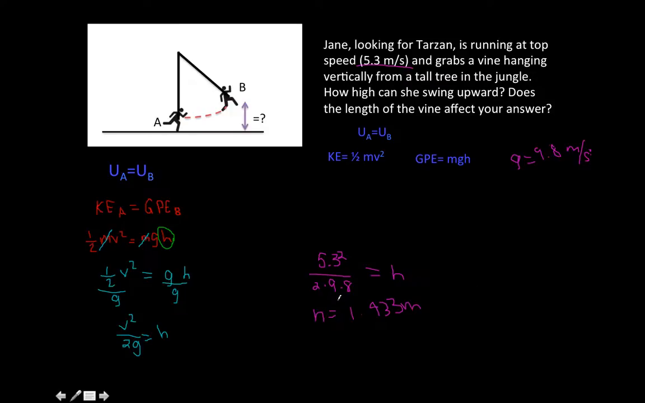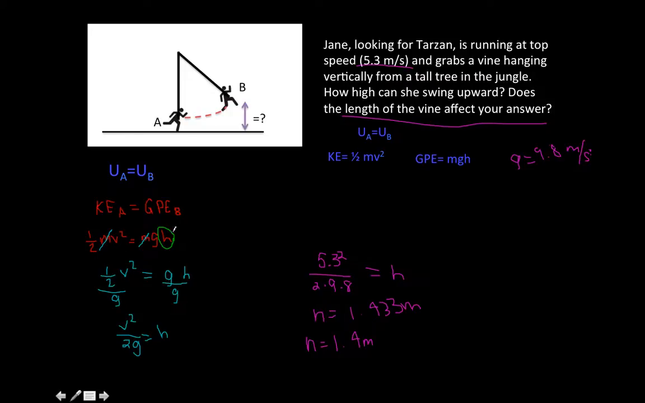Now we have to be careful here because although this is our answer, this is not correctly rounded in sig figs. And so we start with 2 sig figs from the problem of 5.3, and so we must round this to 2 sig figs, which we end up getting height is equal to 1.4 meters. So we just figured out that the max height you can get from the ground is 1.4 meters. Now the second part of this question is, does the length of the vine affect your answer?